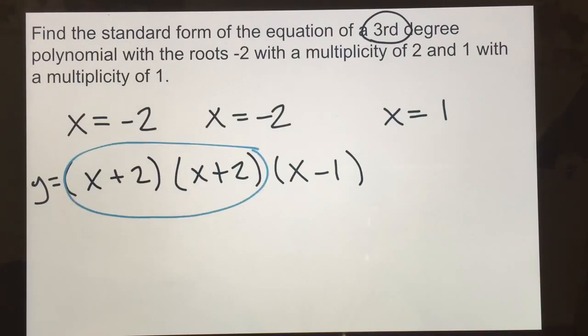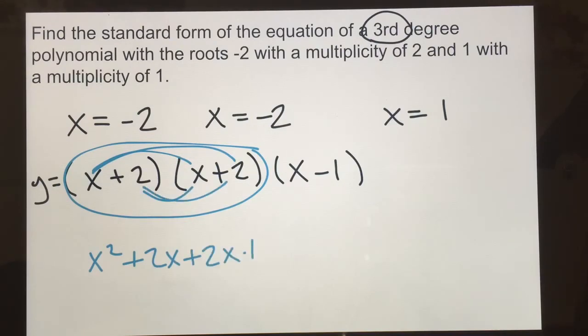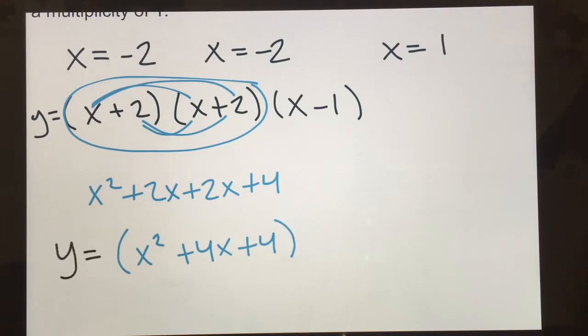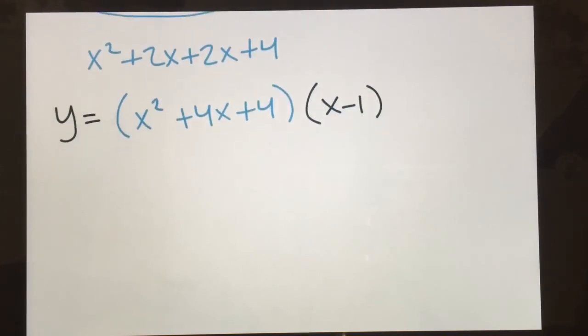So I'll go ahead and multiply the first two. I've got x times x is x squared plus 2x plus 2x plus 4. So that gives me x squared plus 4x plus 4. And then I'll drop down everything else. And so now to get my final answer, I just need to multiply the rest of it together.